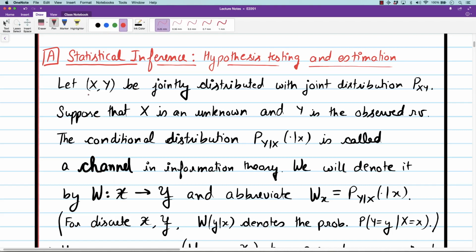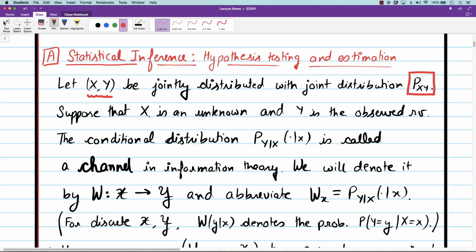Right. So let x and y be two jointly distributed random variables with joint distribution p_xy. This is the notation which we'll use throughout. So p subscript xy is the joint distribution of x and y. Suppose that x is an unknown random variable and y is the observed random variable.